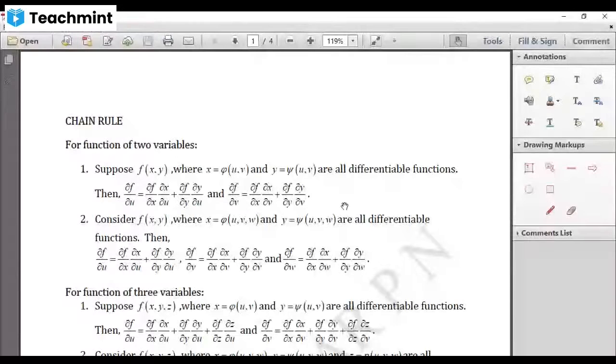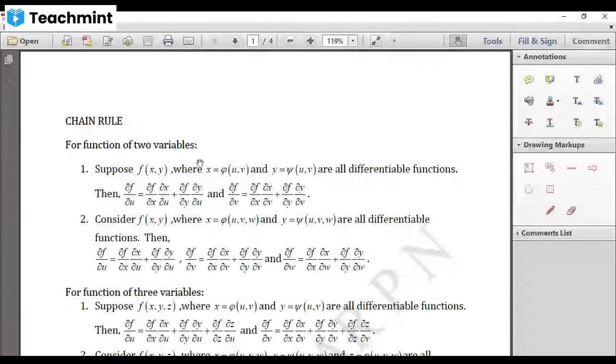Hello everyone. In today's class, we are going to discuss the chain rule. As we have studied the chain rule in the case of a function with one variable, the same thing has been extended to functions of two variables or more than that. So, how are you going to define the chain rule for a function of two variables?